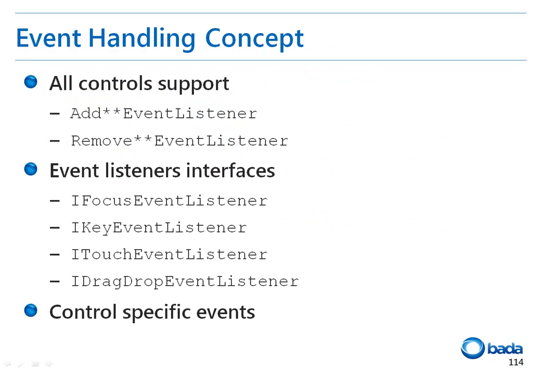In bada, event handling is implemented by the event listener. Every control has the add event listener and remove event listener functions. The listener functions are appropriately named according to the type of event. The lowest level event listeners that every control has are focus event listener, key event listener, touch event listener, and drag drop event listener. Additionally, each control has an event listener specialized to the control.